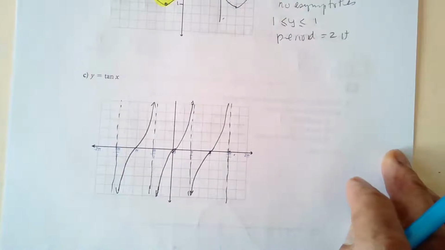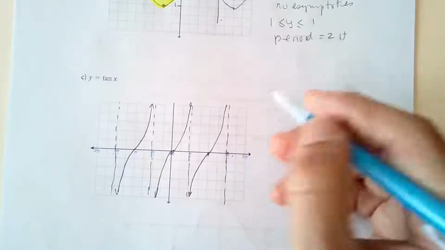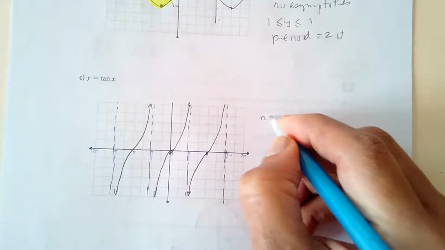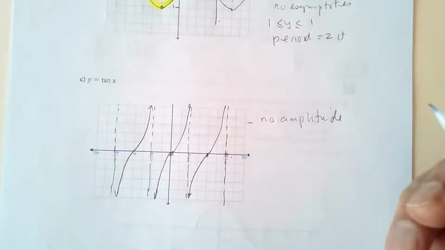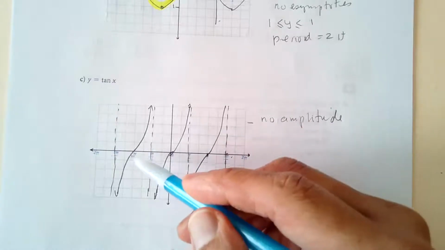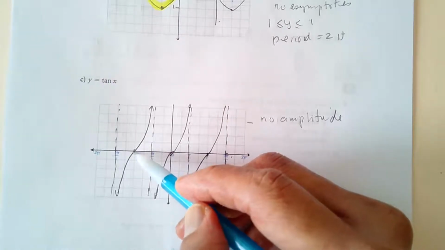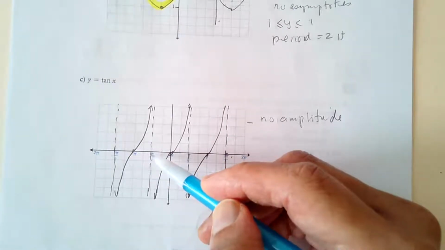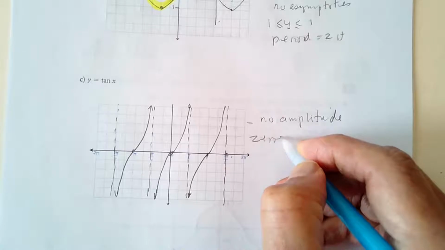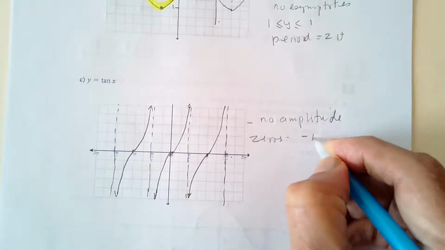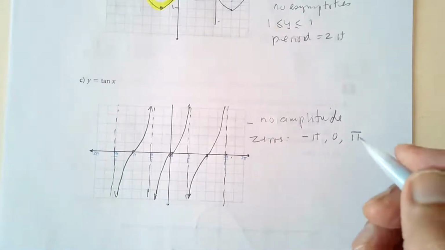This is a tan function, and there's no amplitude because the graph goes up forever. So tan, no amplitude. Now the zeros, if you're looking between negative pi and positive pi, are at minus pi, 0, and positive pi, or plus or minus pi and 0.